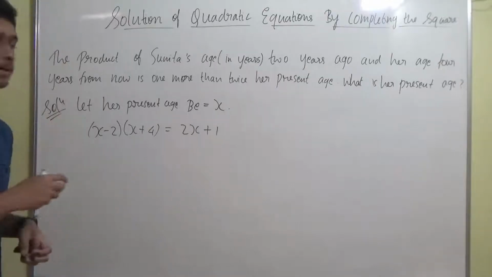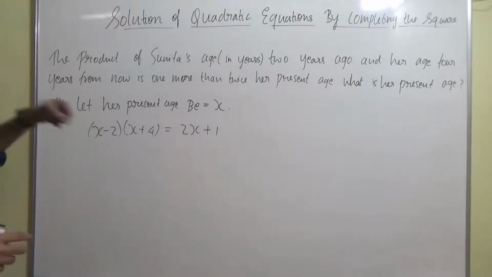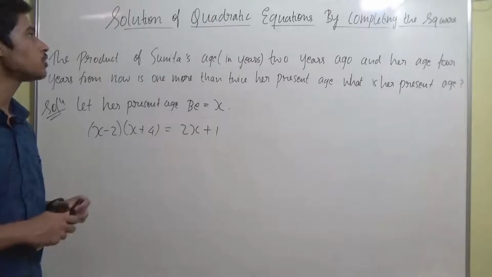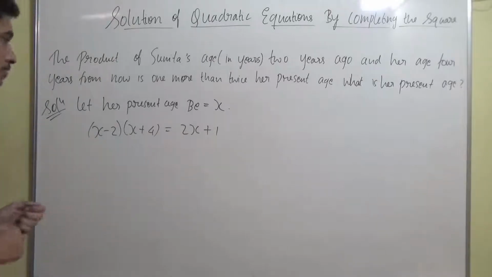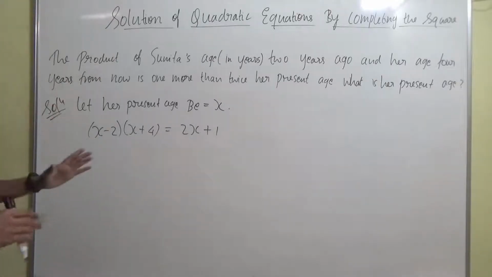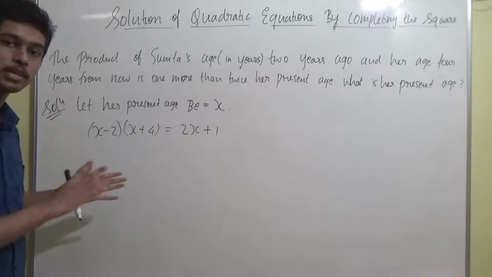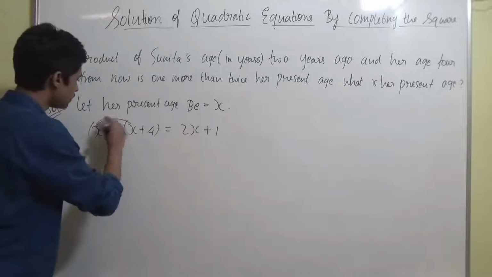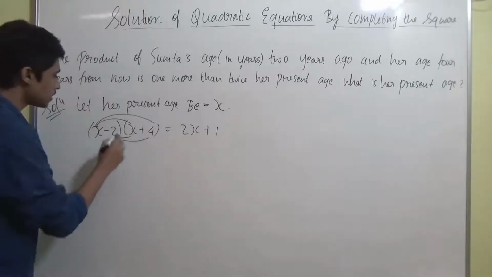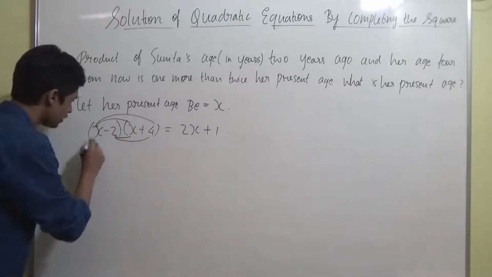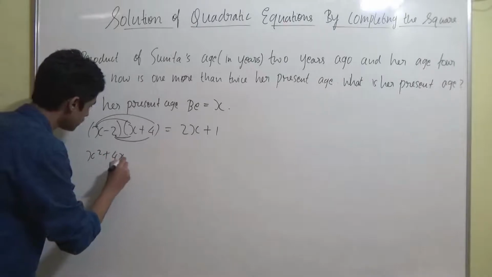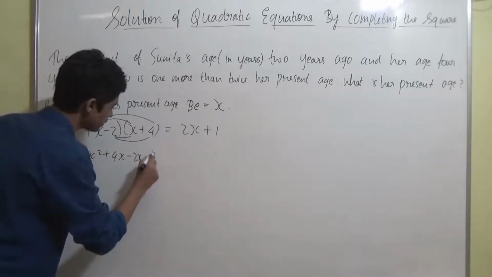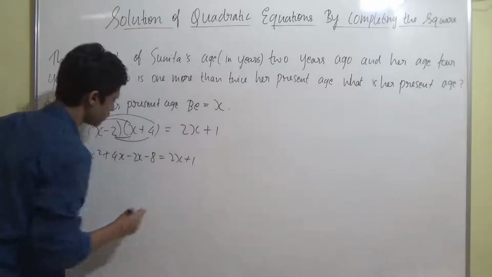You will get to know why I am solving this equation, because this is a classic example of the solution of a quadratic equation by the completing square method. I'll solve this using the completing square method itself, then you'll understand what completing square method actually means. So I'll start solving it. This multiplication, I'll open up the bracket. This becomes x square plus 4x minus 2x minus 8 equal to 2x plus 1.